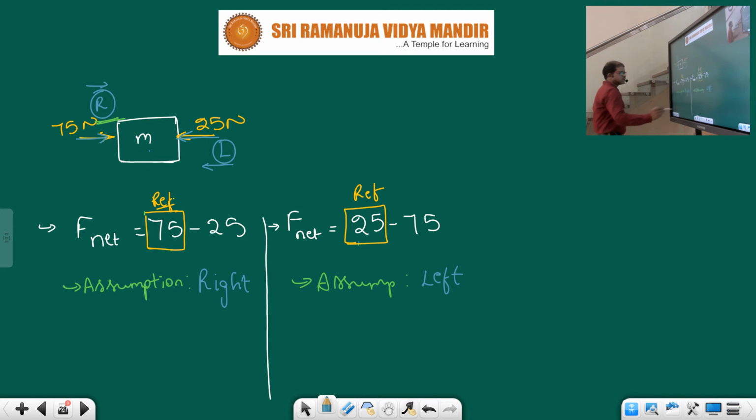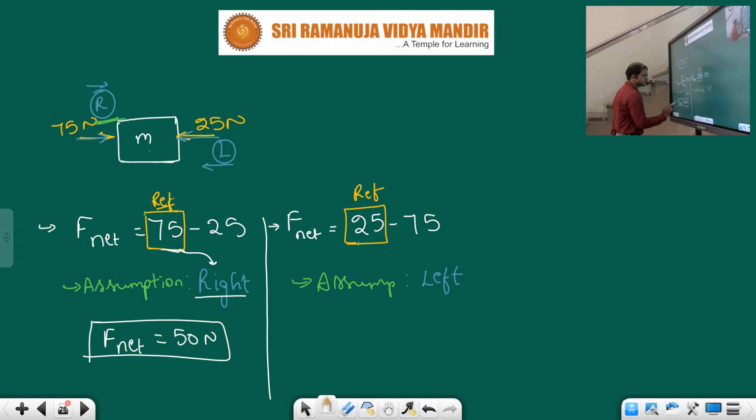So see, children, this is the given information. Since we don't know the direction, in the first case I am taking 75 minus 25, which means the assumption is that the block is moving towards the right. Here what is the answer, children? F net is equal to 75 minus 25, that is 50 only, no? We got plus 50 newtons. It is not minus 50, it is plus 50. When you are getting plus 50, our assumption is correct. The block is moving towards the right side only. Fine, answer finished. This is one method.